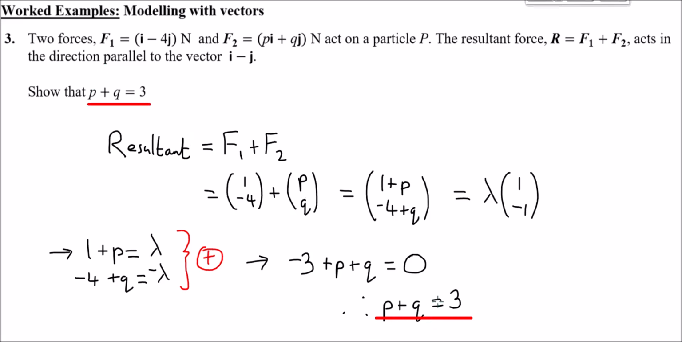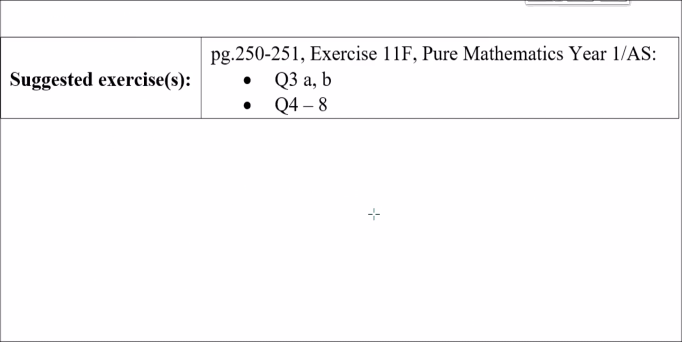So now we're done. That concludes the worked examples. It's now over to you to try some of these yourselves. Please turn to page 250, 11F in your Year 12 book. Try questions 3A and B, and then 4, 5, 6, 7, 8. Self-assess, and use the back of the book to help you. If you're not sure, ask a peer sat next to you, and if you're still not sure, ask me via email, the channel, or come and find me in college.